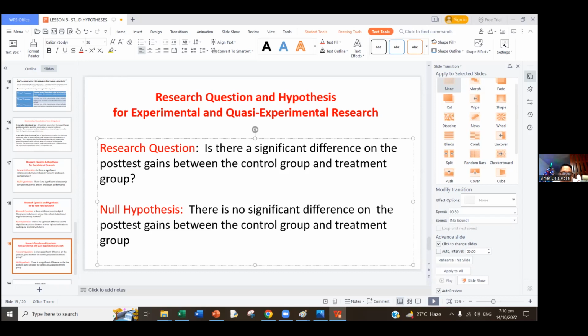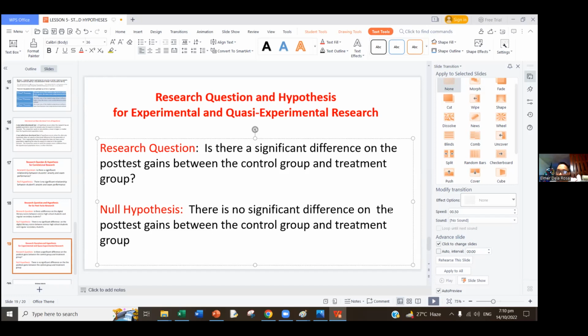So yung null natin, there is no difference. Control is equal to treatment. What about your alternate na non-directional? There is significance on the post-test gains between the control group and treatment group. So mathematically, how do you express that? Paanong equation nun?